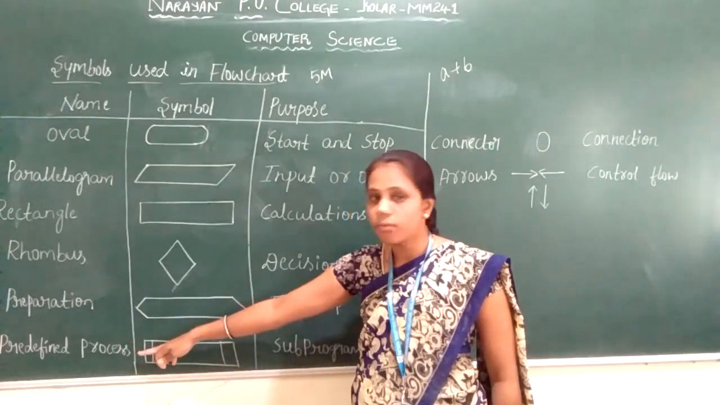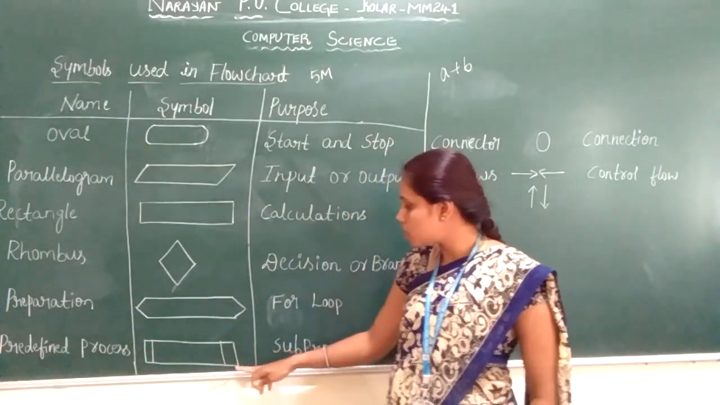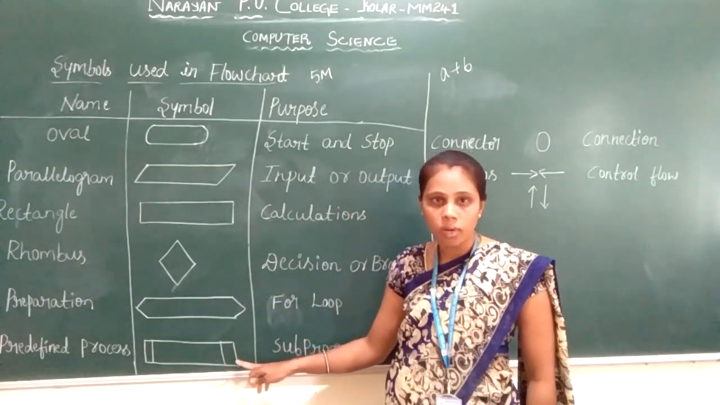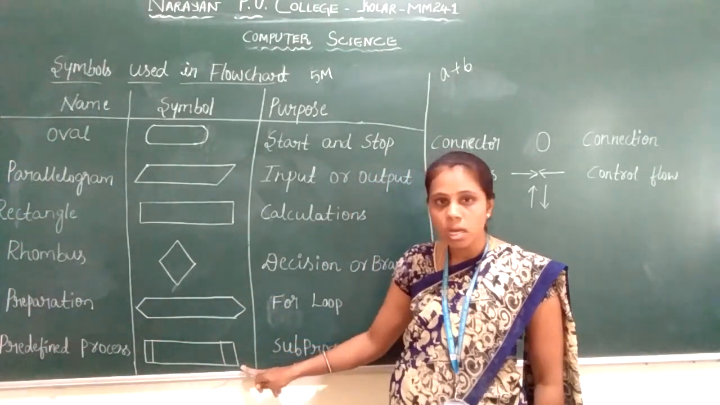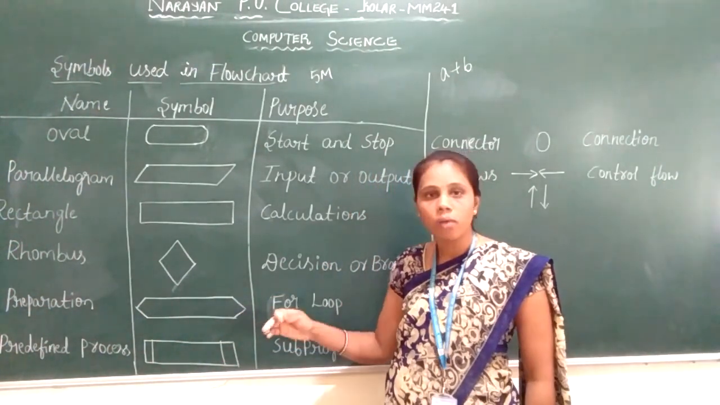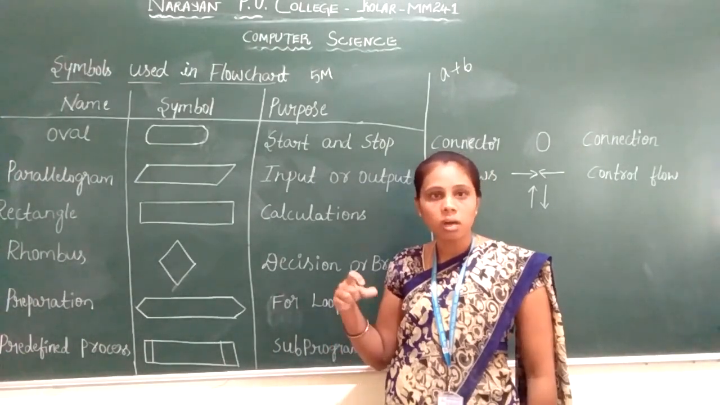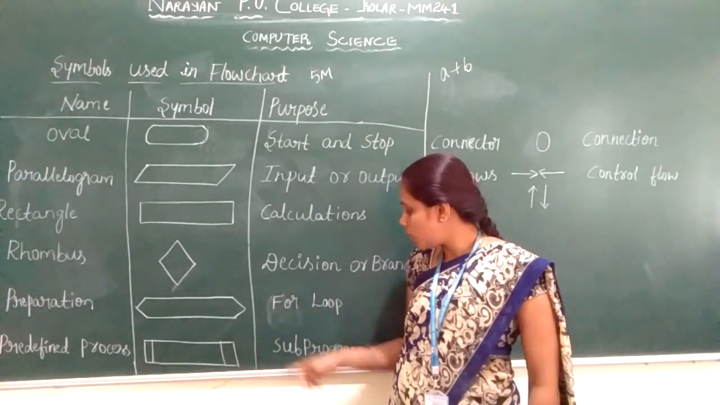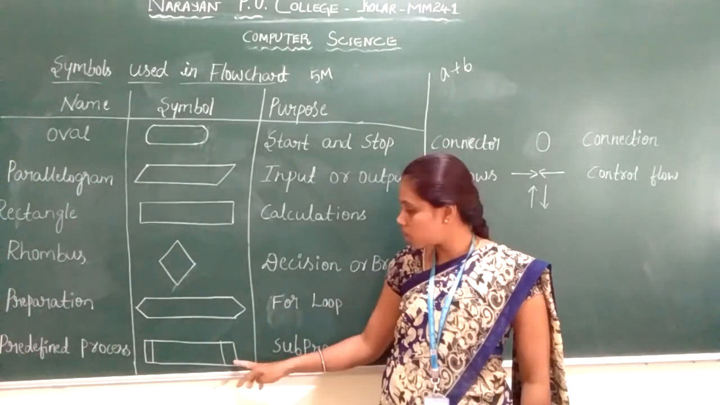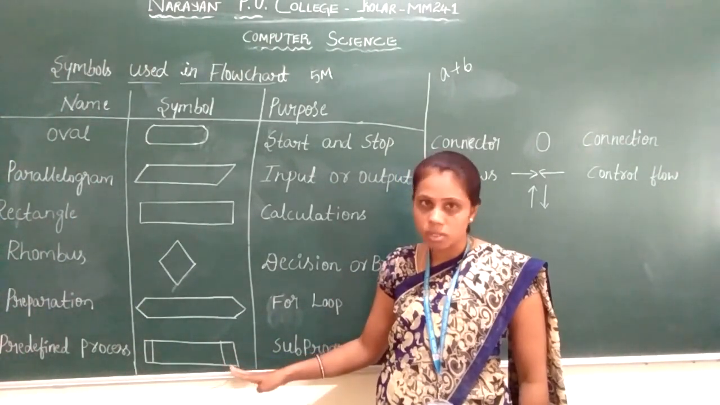Next we have predefined process. This is the symbol used for predefined processes. And why do we use this symbol? If you have any sub-program in a program, a small part apart from the main part, then we use this symbol for the predefined process.